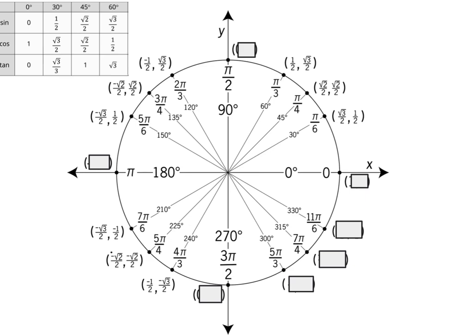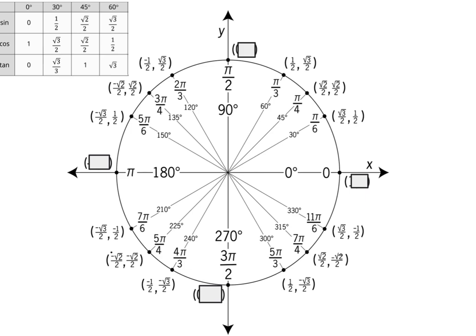Fourth quadrant, which one is negative, sine or cosine? Sine. 30-degree angle: sine of negative 1/2, cosine of square root of 3/2. 45, square root of 2/2, square root of 2/2, but my y value, my sine is negative. And then negative square root of 3/2 and 1/2 for my 60.